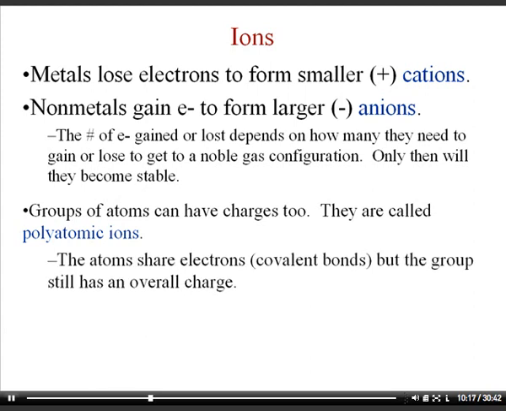Now, there are groups of atoms that have charges as well, and they're called polyatomic ions, and we have an ion sheet with them all listed like sulfate and nitrate and ammonium and things like that, and those ions have to be memorized eventually. Now the atoms that are in a polyatomic ion are actually sharing electrons, so it's a covalent bond, but the group still has an overall charge. So you can have covalent bonds but still have an overall positive or negative charge, and the examples I show are the ammonium ion and the carbonate ion.